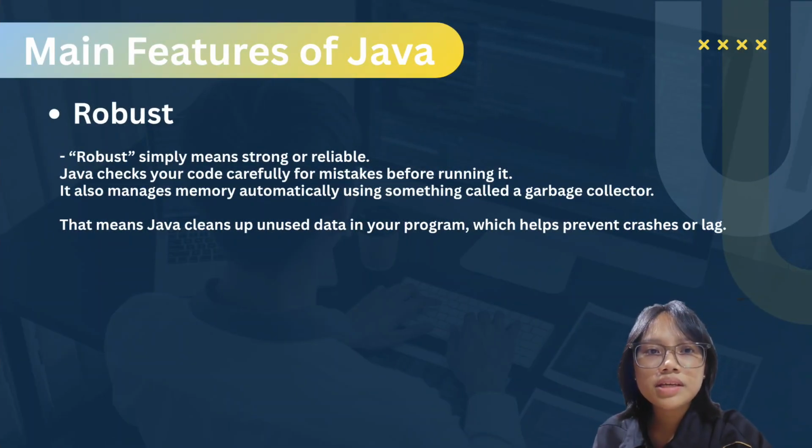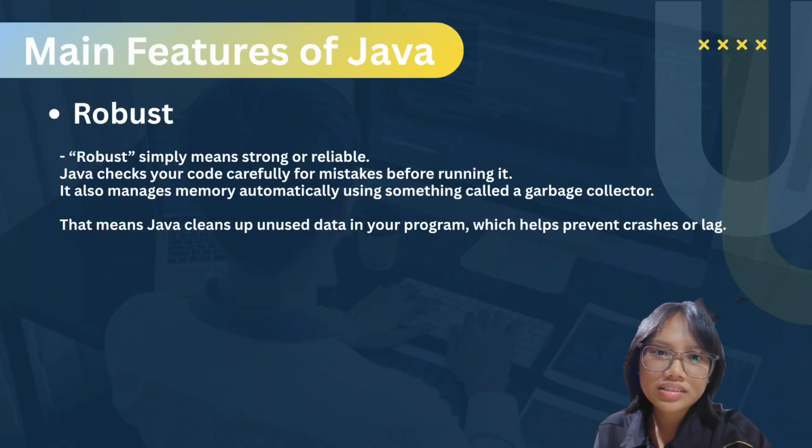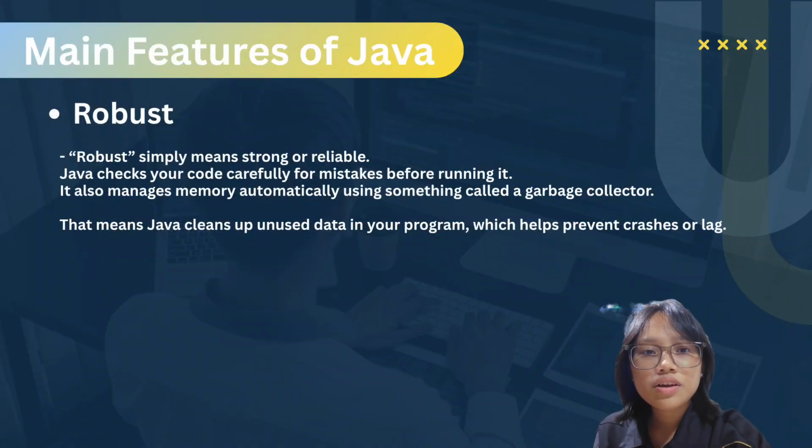Number 5 is robust. Robust simply means strong and reliable. Java checks your code carefully for mistakes before running it. It also manages memory automatically using something called a garbage collector. That means Java cleans up unused data in your program, which helps prevent crashes or lag.